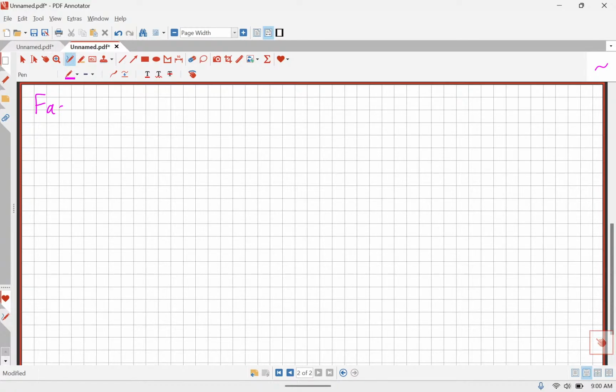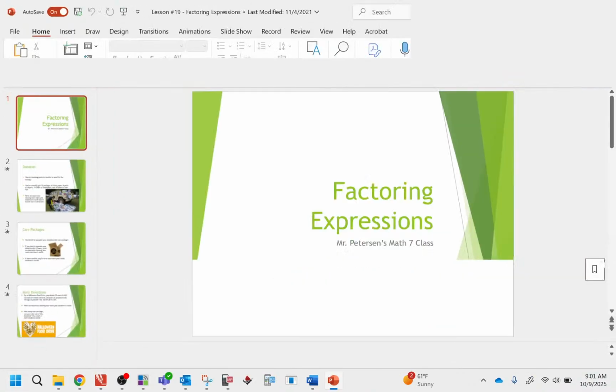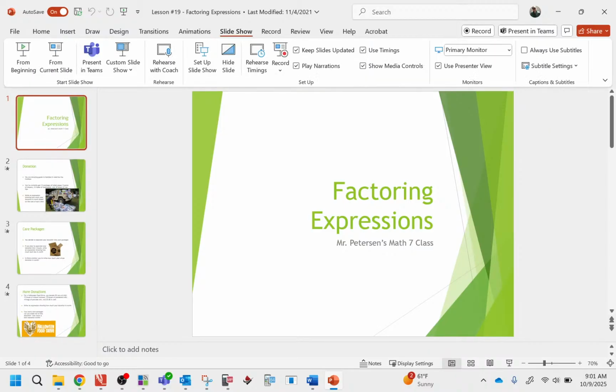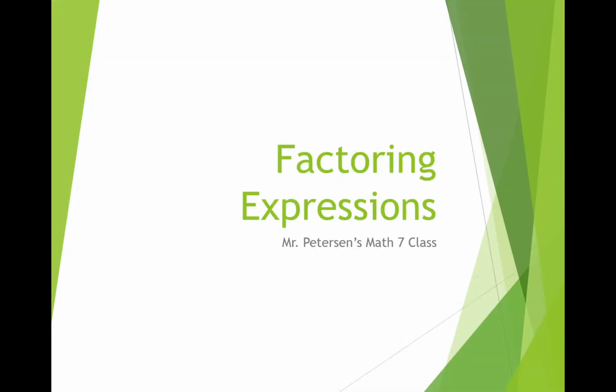Today we're factoring expressions. Today we're factoring expressions. We're going to start with a bit of a story here, so let's go ahead and get into it. Here we go. Factoring expressions.